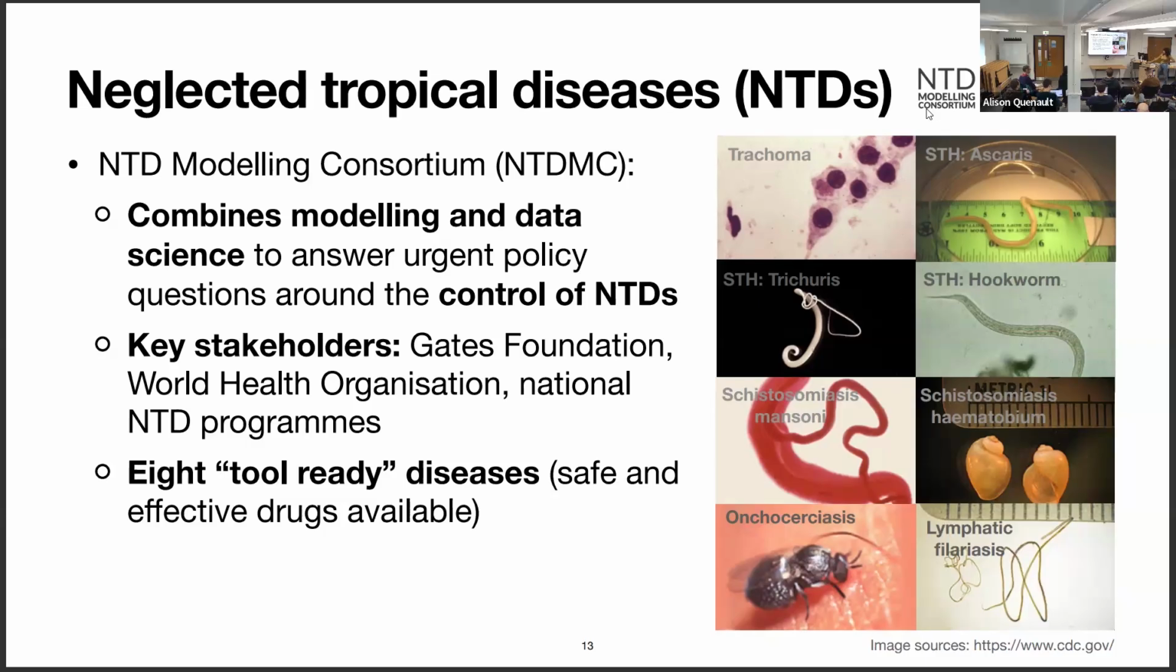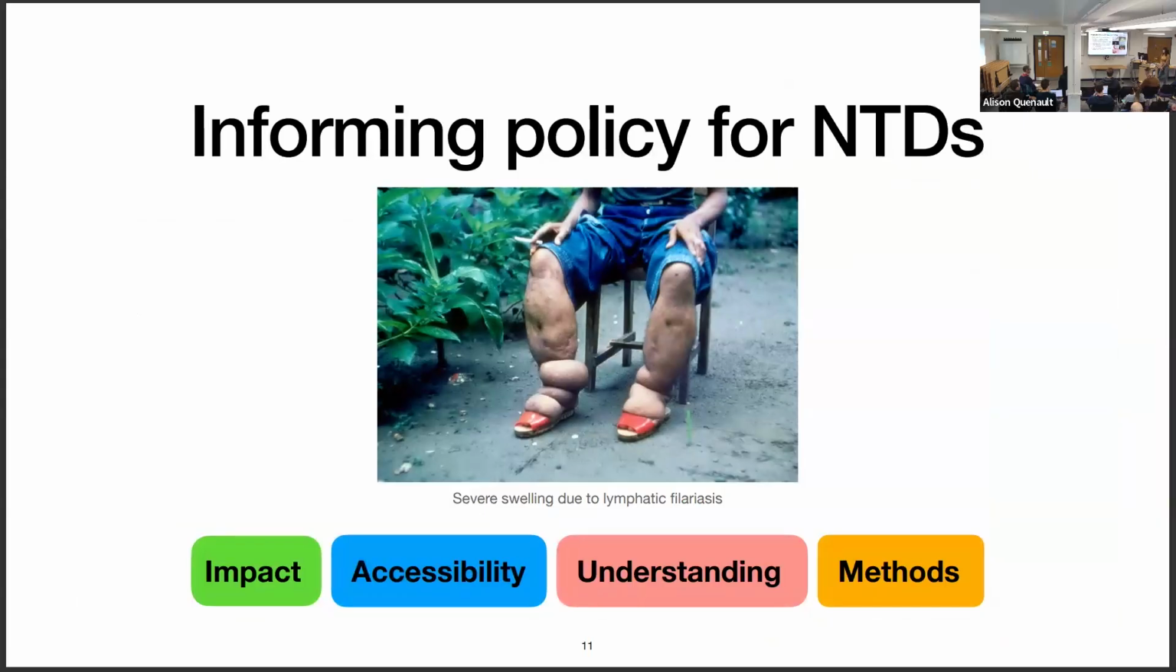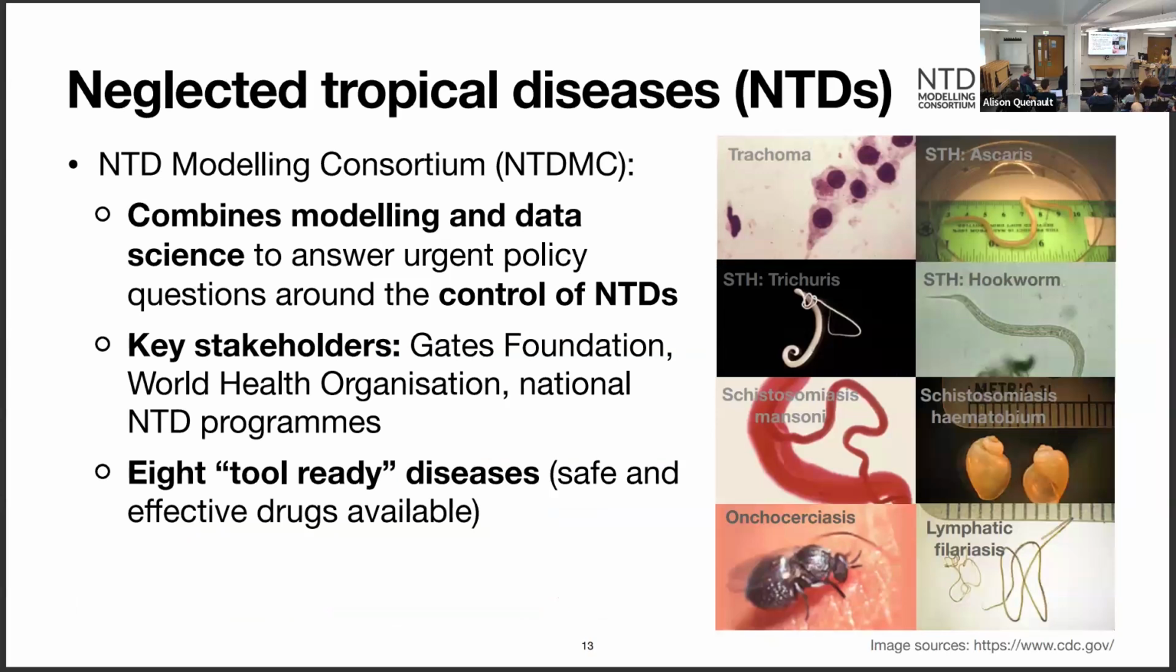Onchocerciasis is the next disease. It's transmitted through black fly bites, and it's also known as river blindness. It's one of the leading causes of blindness and skin disease in Africa and the Americas. And lastly, lymphatic filariasis, which is another parasitic worm that's transmitted through mosquito bites. It can cause the really severe swelling that we saw in this slide. So obviously quite a high burden. It impacts the people who are suffering from this quite a lot, but there's also a lot of social stigma around it as well. So yeah, they're the 8 diseases that we were focusing on.